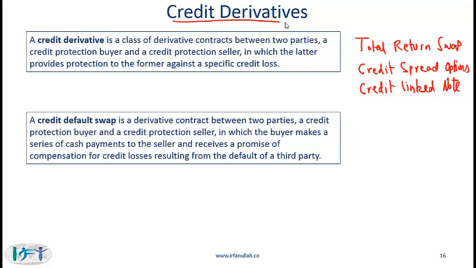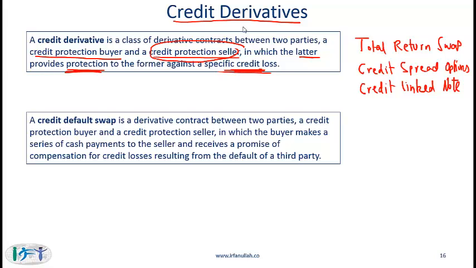Next we come to credit derivatives. A credit derivative is a class of derivative contracts between two parties, a credit protection buyer and a credit protection seller, in which the latter, which is the credit protection seller, provides a protection to the former against a specific credit loss. This is called a contingent claim because this payment or protection is contingent upon a particular loss happening. And since the losses are related to credit losses, that's why these are called credit derivatives.